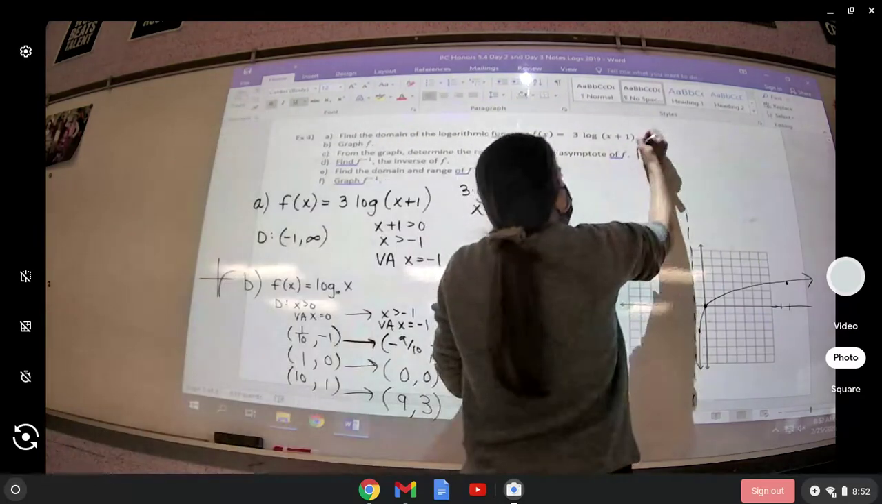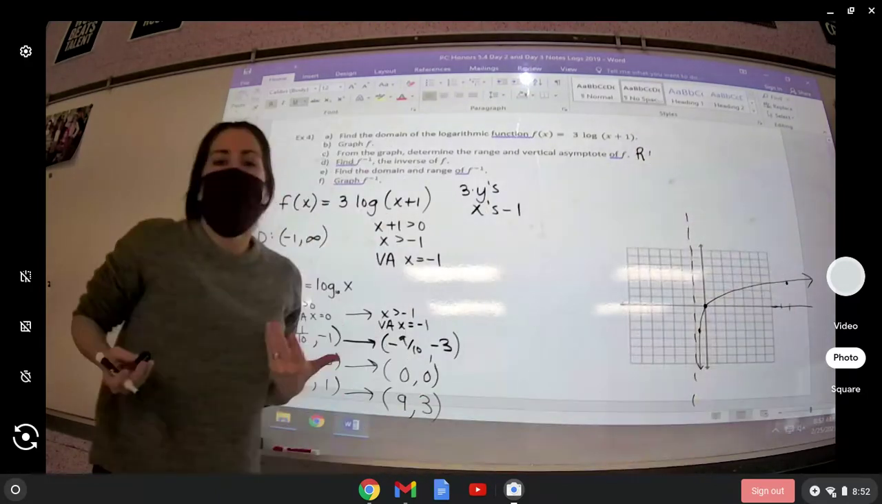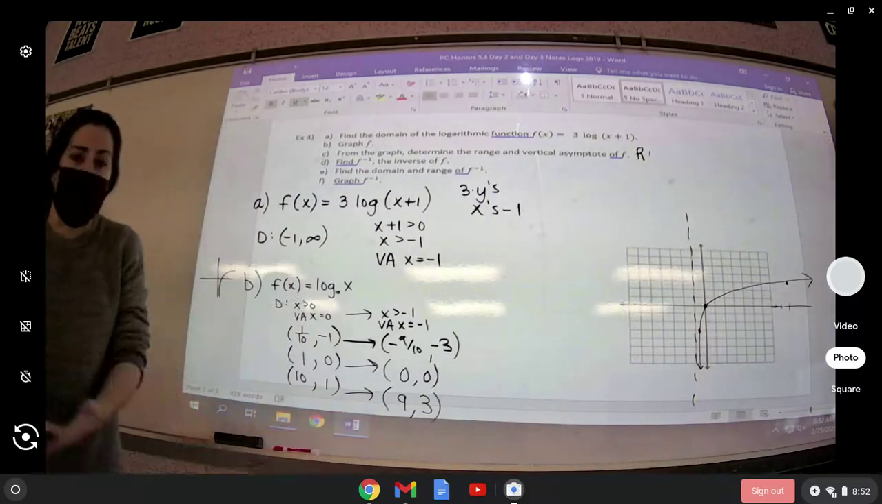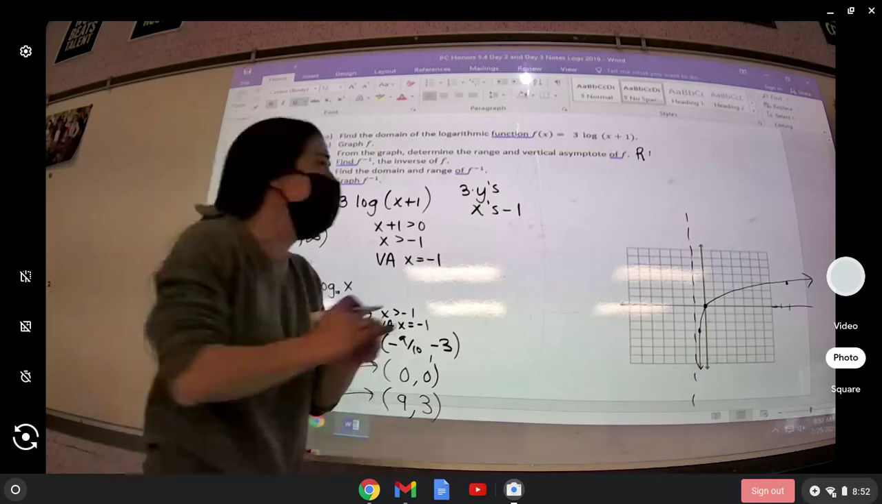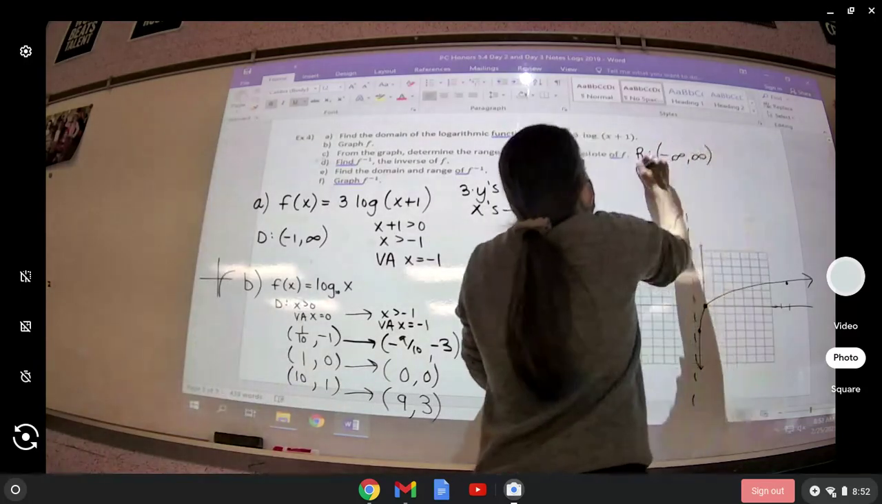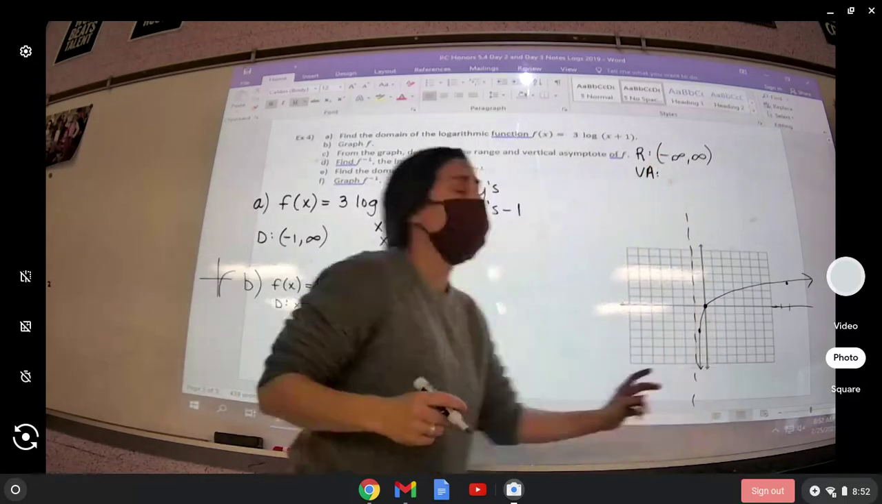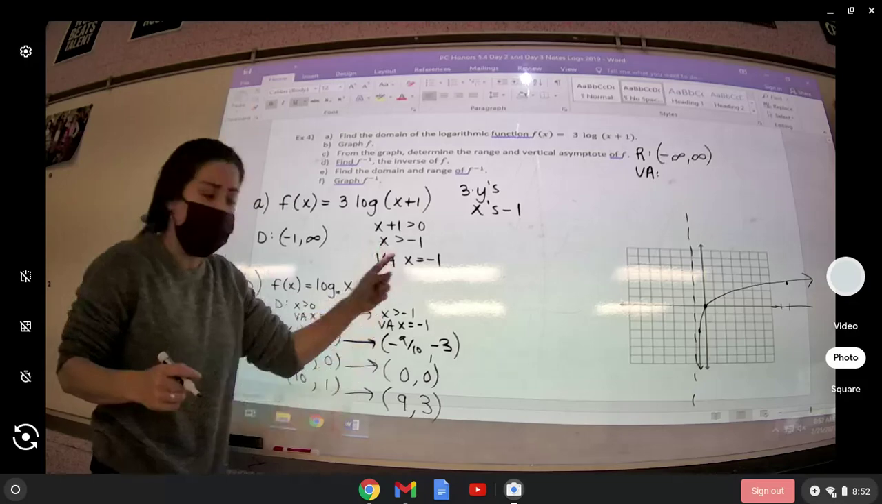So the range, look at it. Who's coming out? Who's y on this graph? Well, guys, it's an exponent that's coming out of this logarithm. An exponent can be anything. It's all real numbers. The VA, we already said, is sitting at x equals -1, right? Where that domain started.